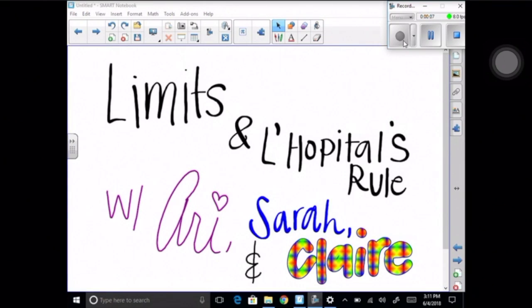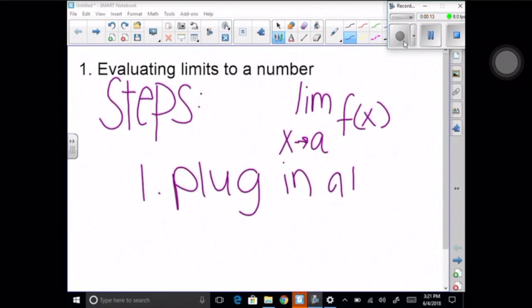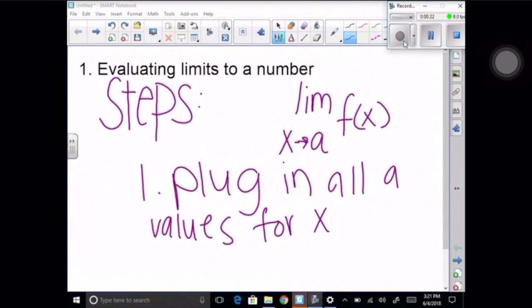Hello, it's your host Ari for evaluating limits to a number. Here are your steps. First, you want to plug in all a values for x, and then step 2, evaluate.